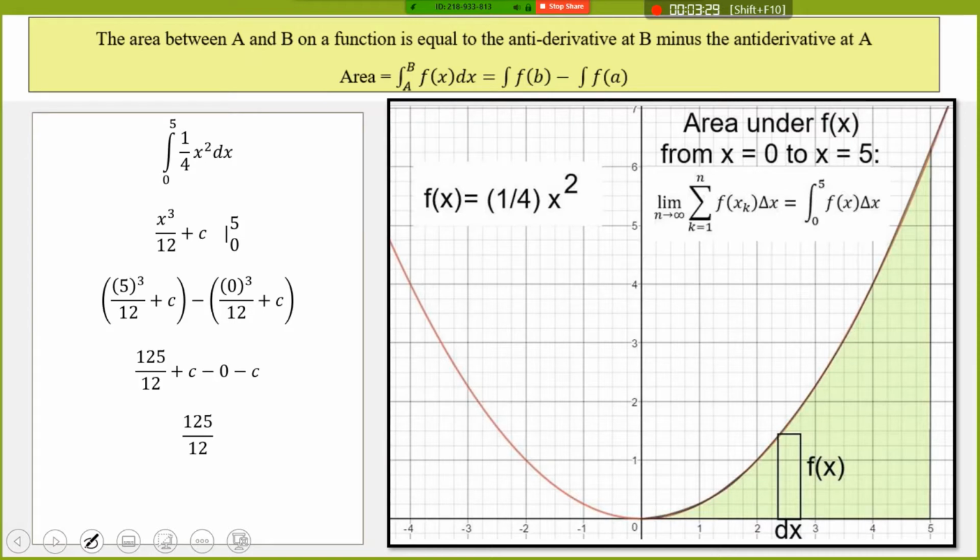Okay, so when I plug in 5, this is 5 cubed is 125 over 12 plus c. Minus 0 cubed is 0 plus c. That c minus c will cancel. And of course 0 cubed is 0, so I'm left with 125 over 12. Any questions on what I did here?